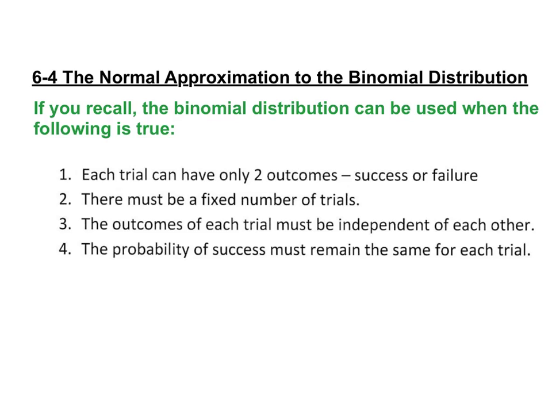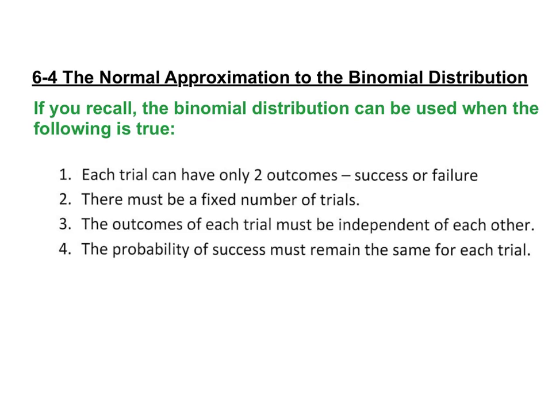In order to be a binomial experiment and consequently a binomial distribution, we have to meet all these conditions. Each trial can only have two outcomes, a success or failure, and the problem will dictate whether it's a success or a failure. But there's only two possible outcomes. You have to have a fixed number of trials. The outcomes are independent of each other, so they don't affect each other, and then the probability of success always remains the same. And that has to do with the independence piece. So that's just reviewing what that is.